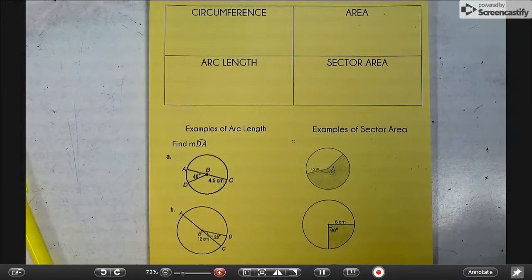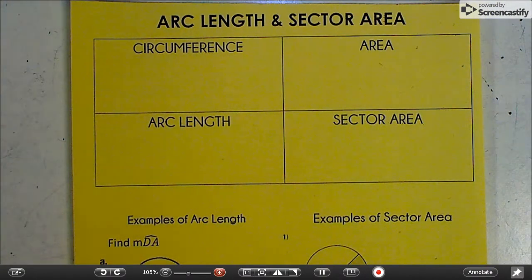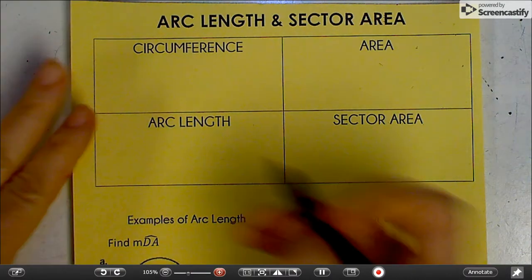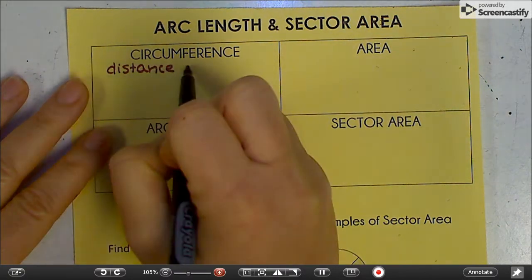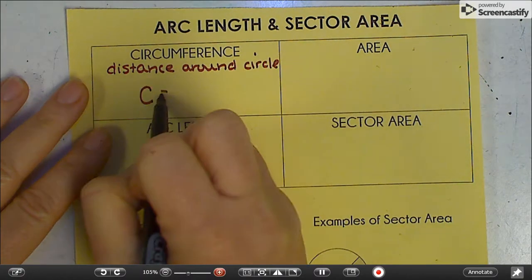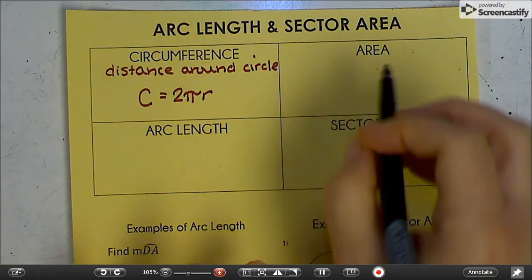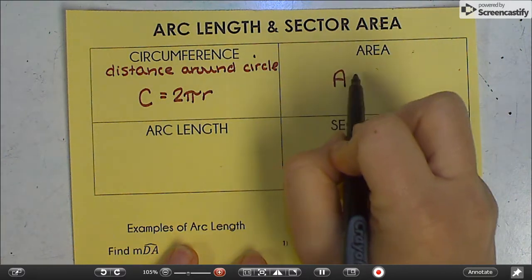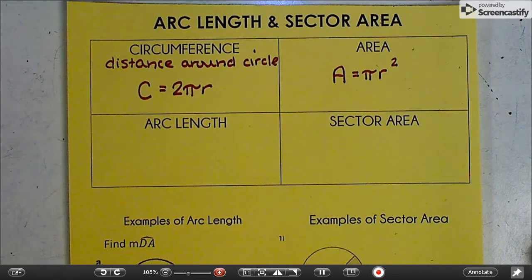All right, good morning. We're going to move into the more geometry heavy part of finding arc length and sector area instead of just circumference and area. Circumference, again, is the distance around the circle. And the formula, as we talked about already, is 2 pi r, with r being the radius. Area is the amount of space inside, and the area, as we discussed, is pi r squared, with the r being the radius.